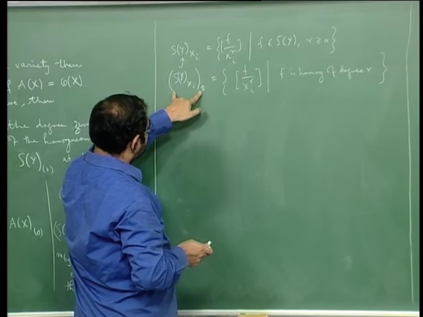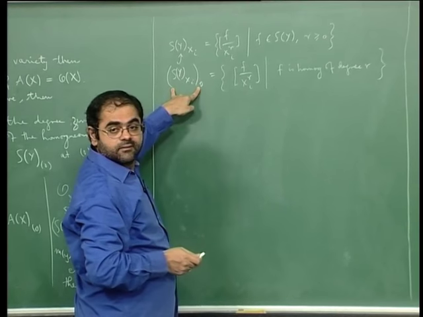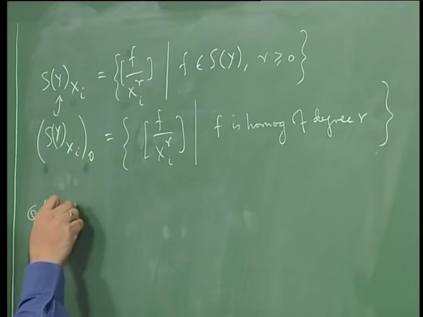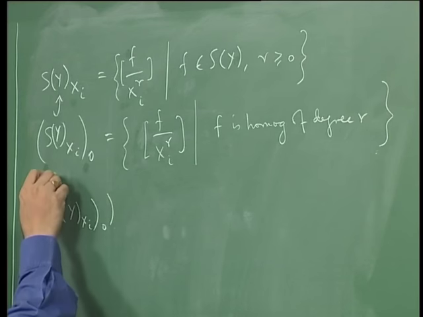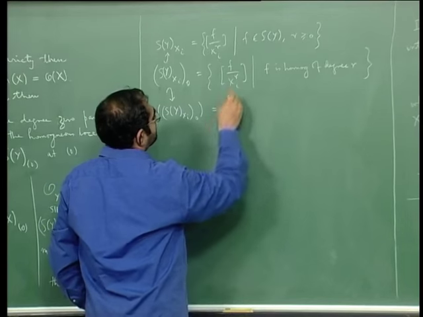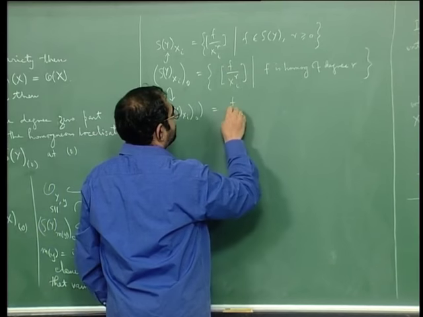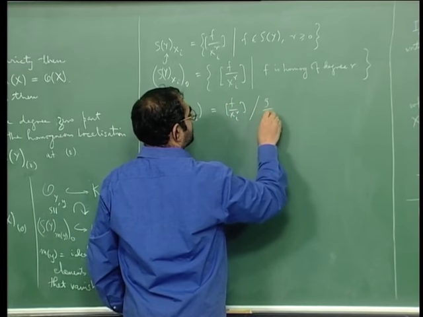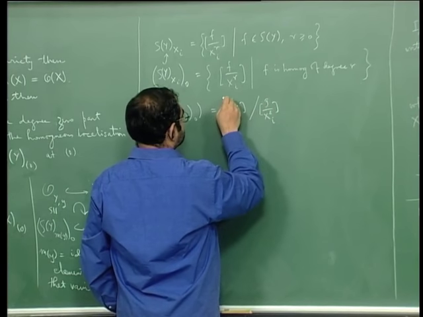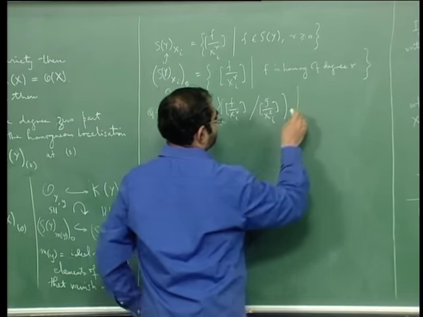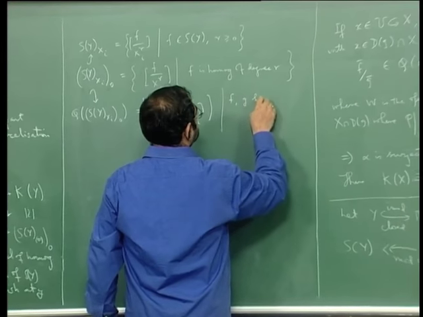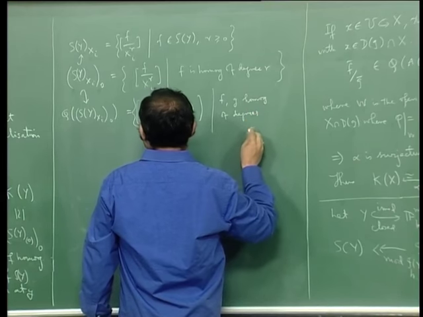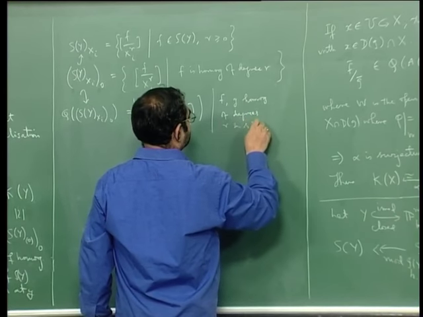If I take the quotient field of this, this is an integral domain, and I take its quotient field, so the quotient field of S(Y) localized at xi in degree 0, this is what it will sit inside, and it will consist of quotients of things like this. So it will be something like f by xi to the power r divided by some g by xi to the power s. It will be quotients like this, where f and g are homogeneous of degree r and s respectively.